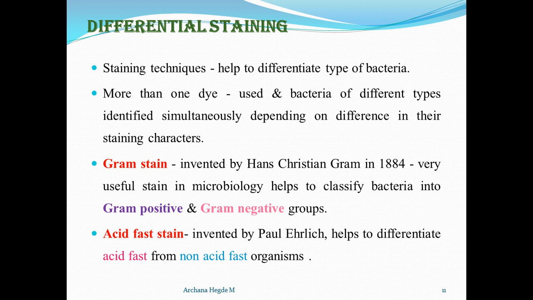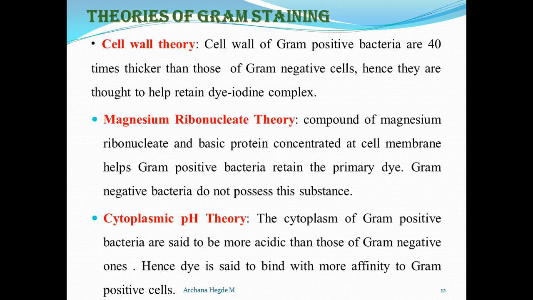Coming to the acid-fast stain, invented by Paul Ehrlich, it helps to differentiate acid-fast from non-acid-fast organisms. Acid-fast are the bacilli, for example TB, tuberculosis, which are stained red, whereas the non-acid-fast are stained blue because of the counterstain used in that.